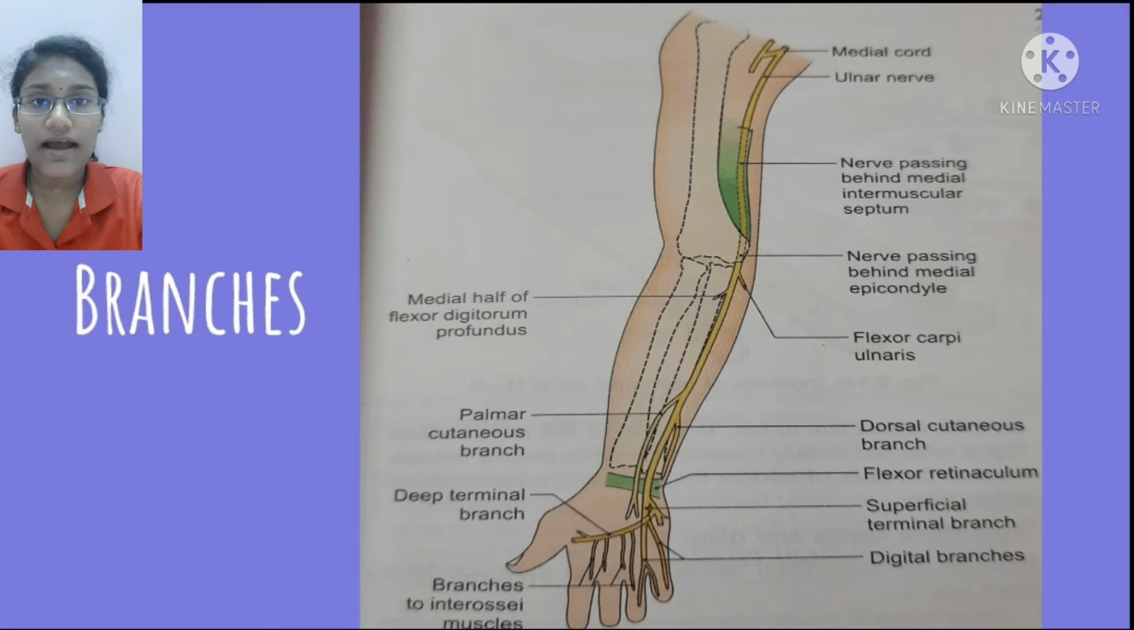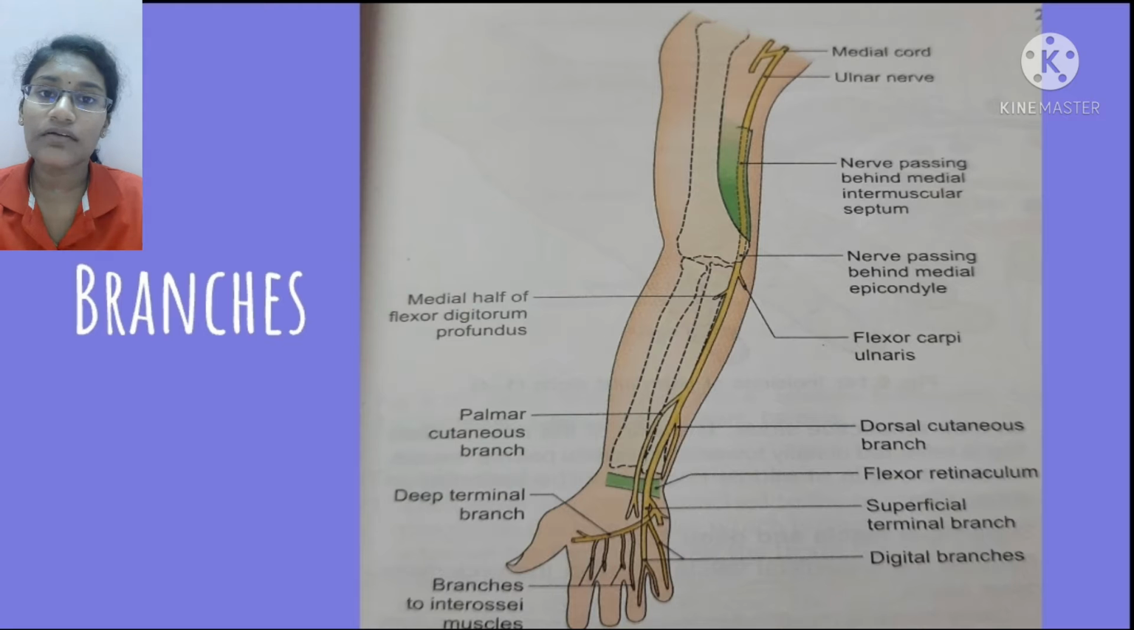So the ulnar nerve has muscular branches, articular branches, palmar cutaneous branches, dorsal cutaneous branches, and then a superficial branch and a deep branch. The muscular branches in the forearm go to the flexor carpi ulnaris and the medial half of the flexor digitorum profundus. And then the articular branches are given to the elbow joint.